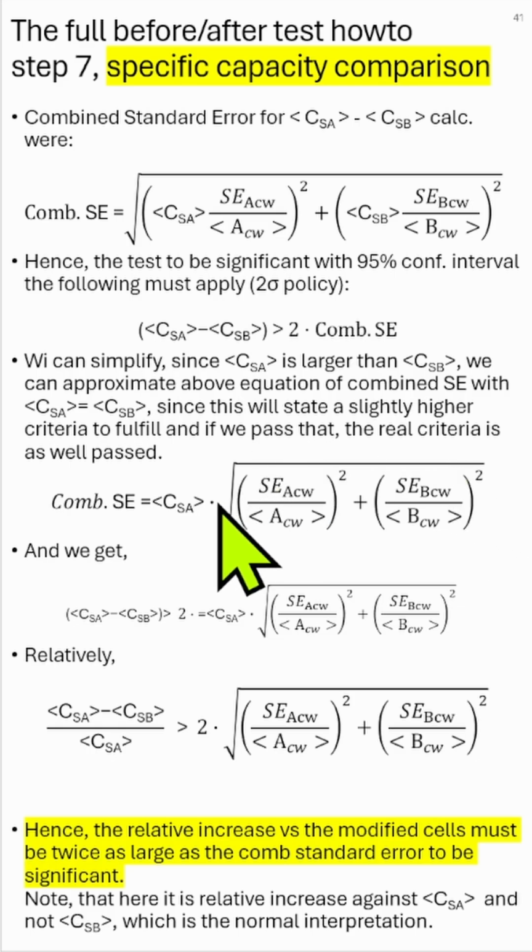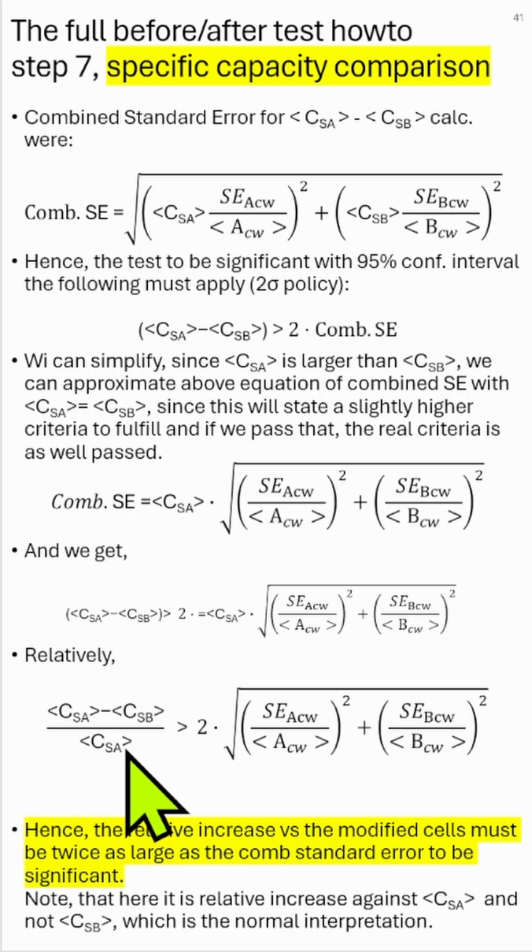So, and if we do that, we can put everything together in the same equation here, and then we can divide by that mean value specific capacity of the after set. So we get that on the left side of this comparison equation. So what do we have on the left side now? On the left side, it says that the relative increase in performance, that is the top here, how much it increased relatively to the after set's mean value specific capacity.